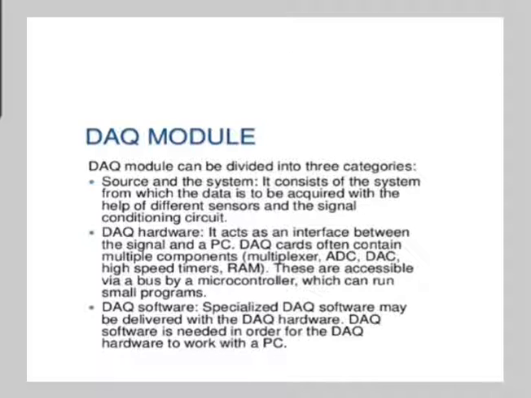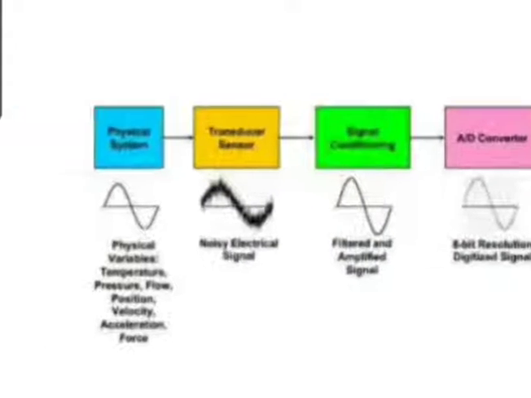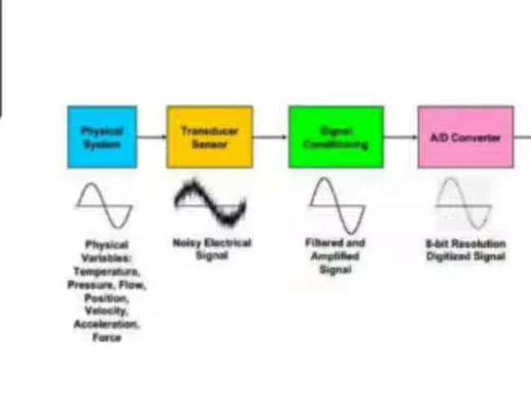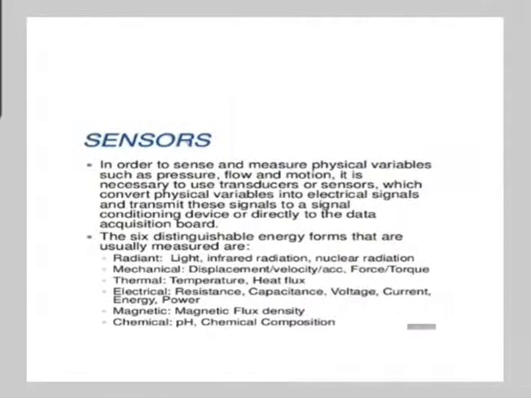So DAQ software: specialized DAQ software may be delivered with a DAQ hardware, and a DAQ software is needed in order for the DAQ hardware to work with PC. So here is a diagram which shows the physical system, then transducer, signal conditioning, A to D converter and computer.